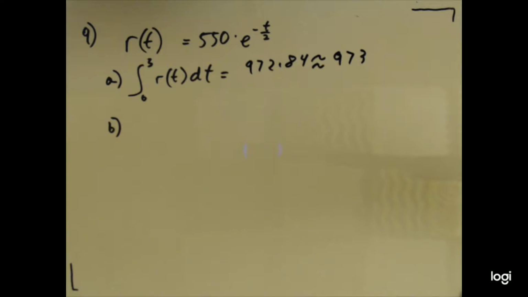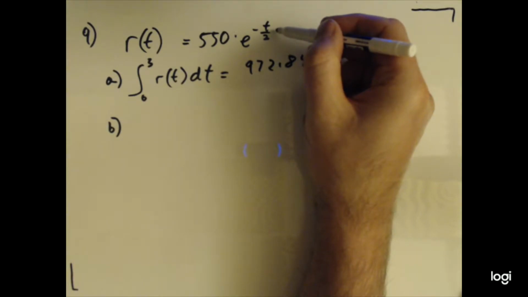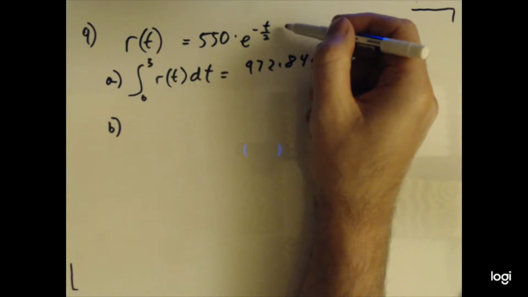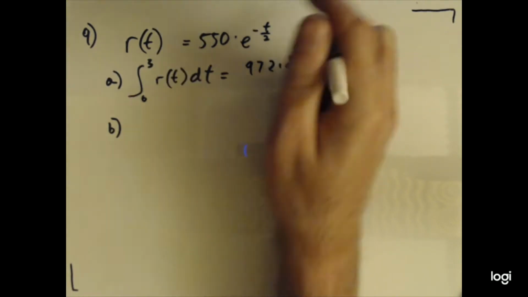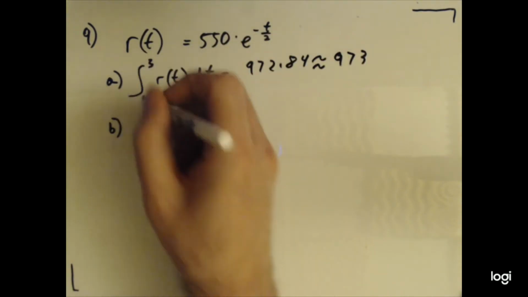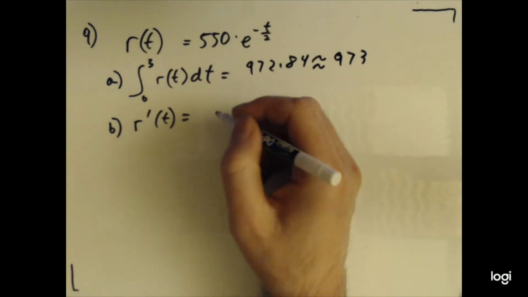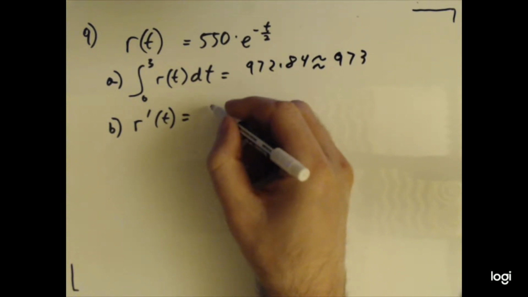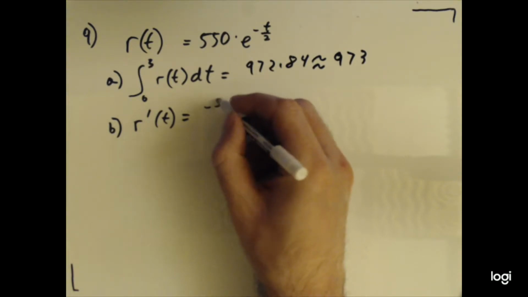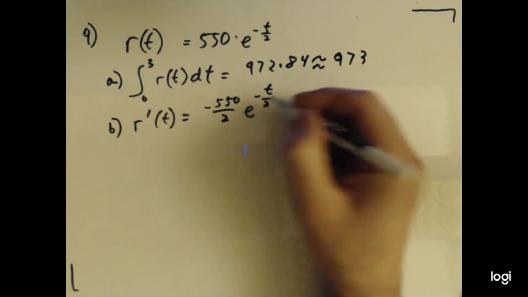B. Determine the time of day at which the rate of ticket sales is the smallest. Again, remember, this is the rate. So we're maximizing or minimizing the rate. So don't be fooled by it saying the rate and thinking, oh, this is the derivative of something else, but this is the function that we're looking at. So we need to do r prime of t. Then r prime of t is going to be negative 550 over 2 e to the negative t over 2.